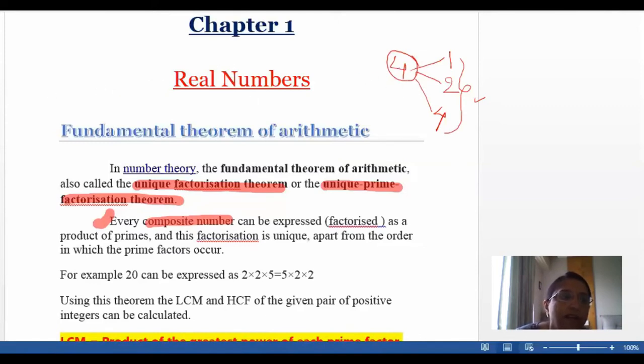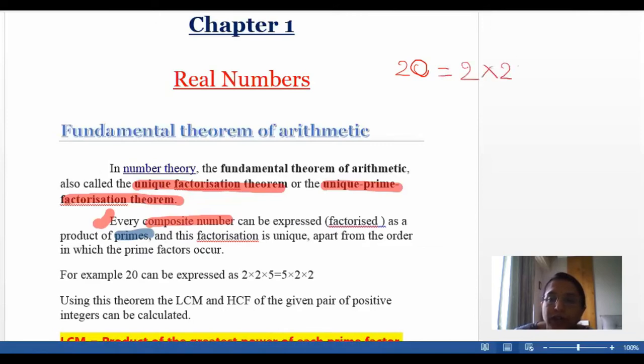Now let us take the definition of the fundamental theorem of arithmetic. Every composite number can be expressed as a product of primes. First, let us complete this statement. Every composite number. I'll take one composite number, 20, which can be expressed as a product of primes. So, I'll take the factors of 20. What are the factors of 20? 2 into 2 into 5. 2 2s are 4, 4 5s are 20. These are prime factors. Prime numbers are numbers divisible only by 1 and the number itself. So these 3 are prime numbers.